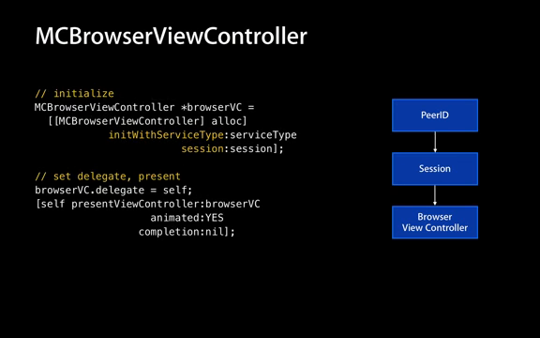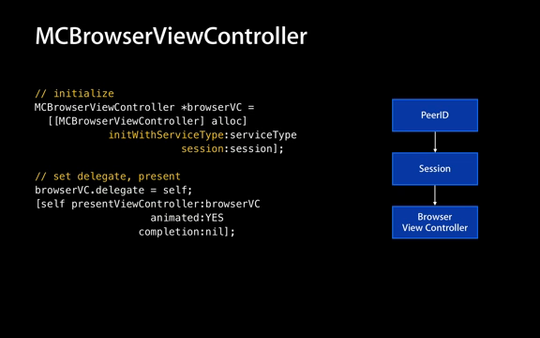In code, the browser's setup is very similar to the advertiser's setup. The first 2 steps are exactly the same. You need to instantiate an MC peer ID object, and you need to instantiate an MC session object. Then the last step is to instantiate the MC browser view controller object. And you have to pass it 2 parameters.